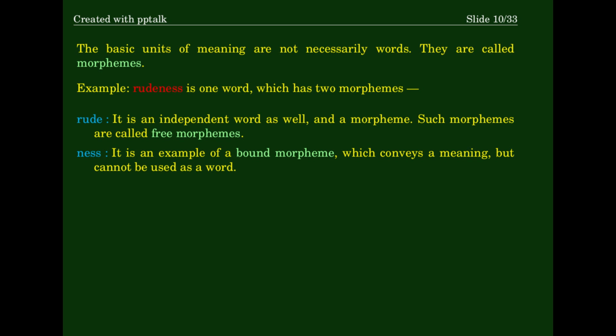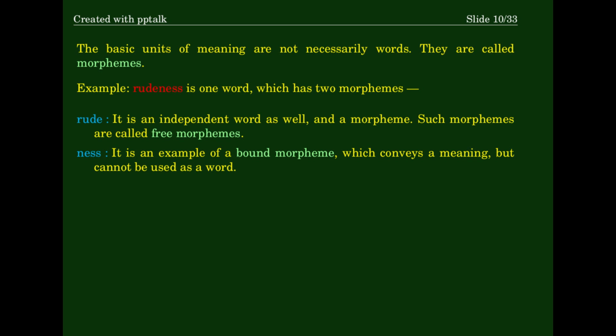Suppose I take this word rudeness. It is one word, but it has two morphemes. One is rude. This in fact is an independent word as well, and it's a morpheme also. Such morphemes, which can be used as free words also, are called free morphemes.